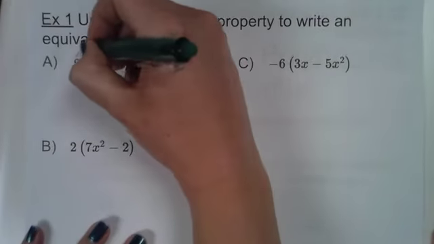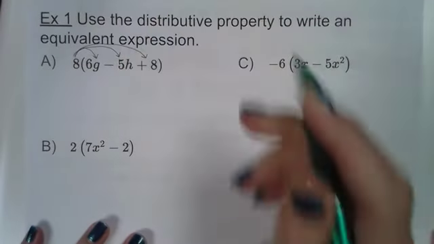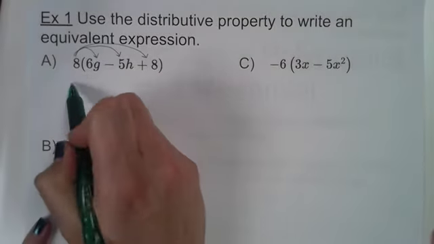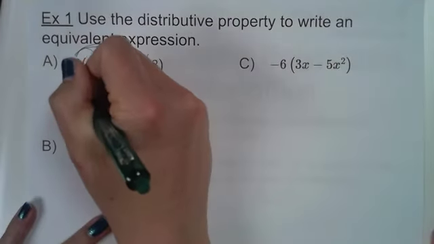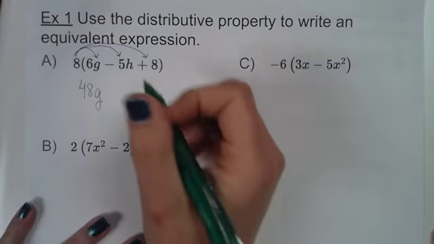So we have an 8 that we're going to distribute here. 8 times the quantity 6g minus 5h plus 8. What do we get when we distribute the 8 to the 6g? 48. 6 times 8 is 48 g's. And 8 times negative 5h?